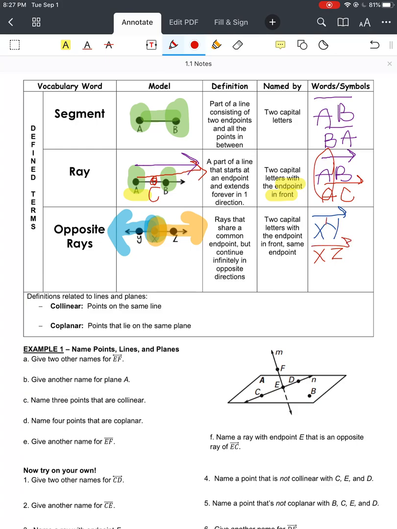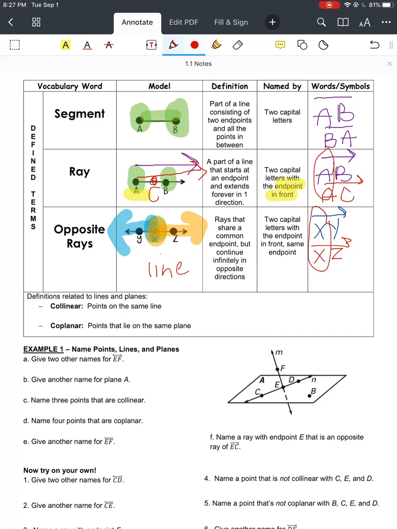Opposite rays have to have the same endpoint, so they both have this endpoint X. And they have to continue infinitely in opposite directions. So think exactly 180 degrees. They are forming a straight line. So it should look like a line. If it's not 180 degrees as a straight line, that's actually called an angle, which we'll learn in section 1.3.